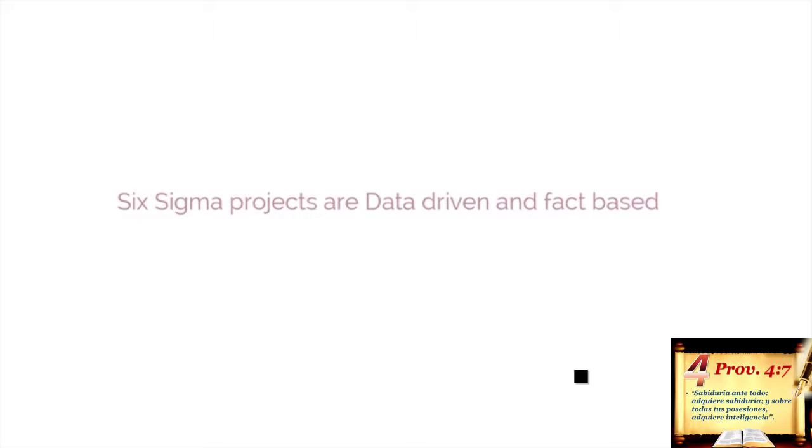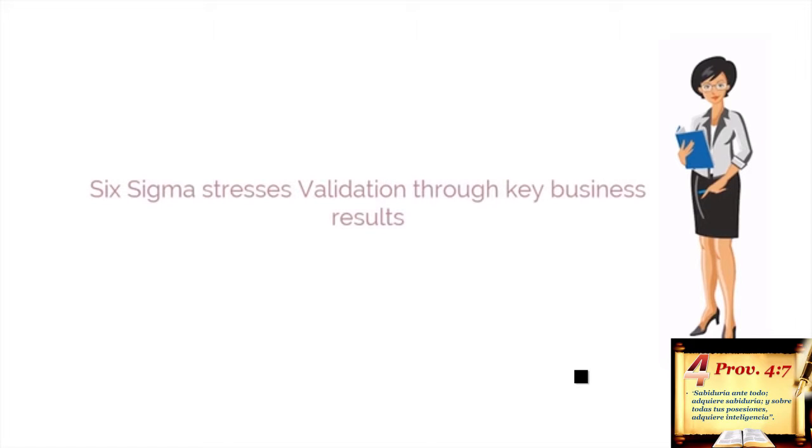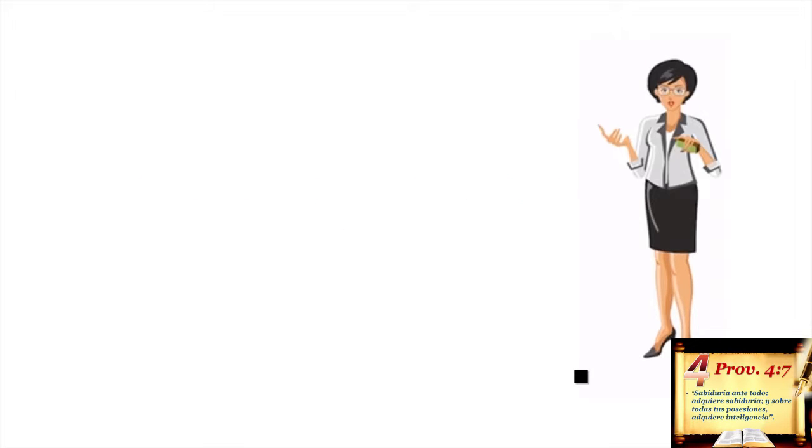The salient characteristics of the Six Sigma methodology are: it is customer-centric, it is product and process-focused. Six Sigma projects are data-driven and fact-based. Six Sigma implementation leads to breakthrough performance gains. It leads to structured improvement deployment. Six Sigma stresses validation through key business results. Now we will look at the goals of Six Sigma.